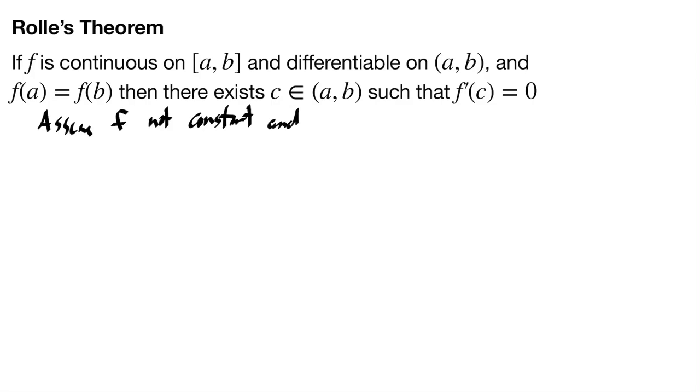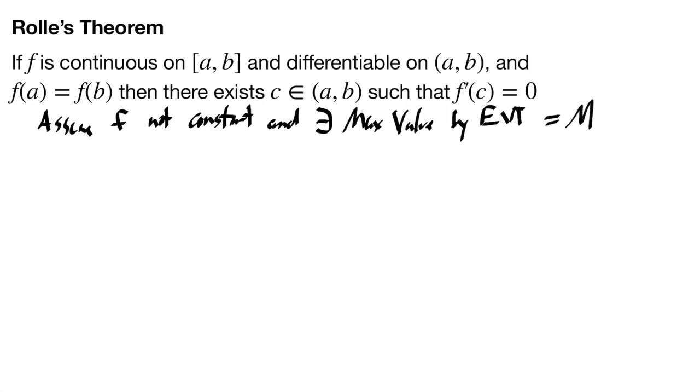And if it's not constant, then what we know is that the maxes and minimums must occur somewhere in the interval. And we know that it's going to have either a max or a min. So let's just assume it's a maximum. And so we'll just say there exists a maximum value by the extreme value theorem.